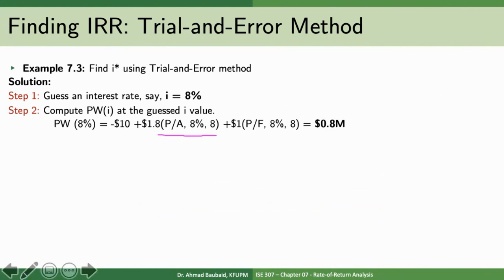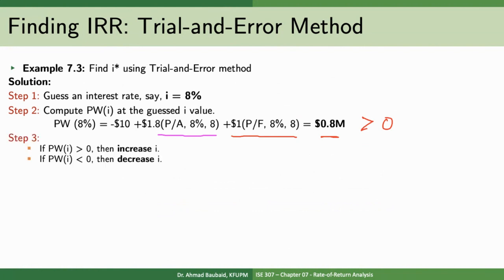Let me actually switch to red. I like magenta, it's not a bad color. And I need to move the salvage value back to time 0. And this is what I get. Obviously, this is greater than 0. So based on what we said before, I need to increase I to get closer to 0. So again, if present worth is greater than 0, increase I.